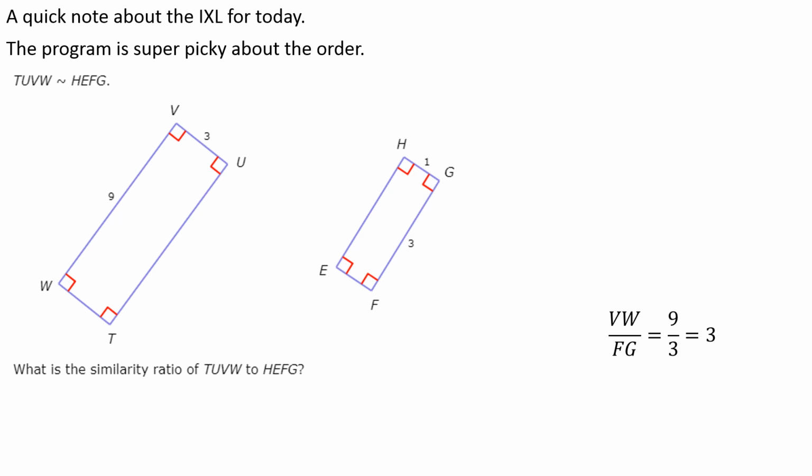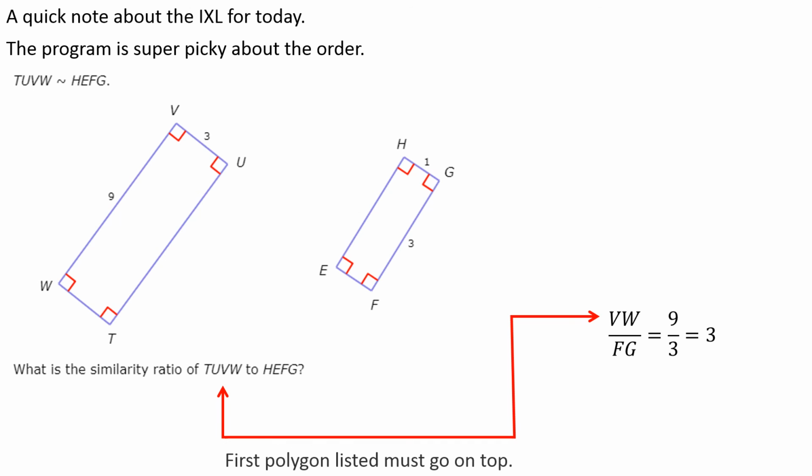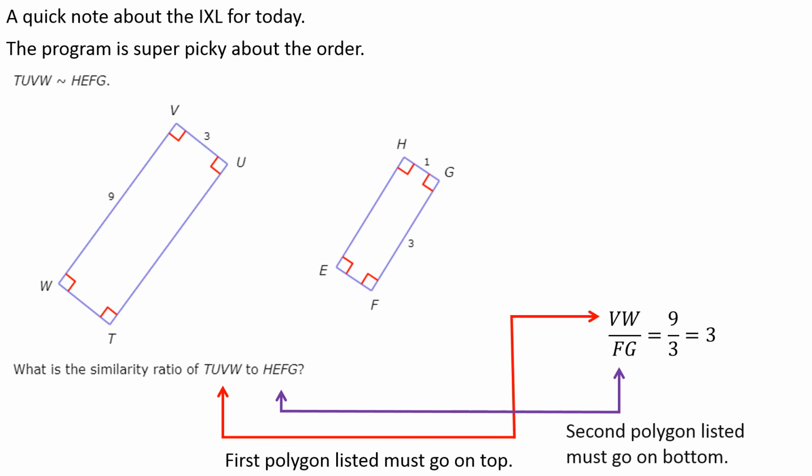So I've got 9 divided by 3 comes out as 3. The answers today might just be a plain old number like 3, or you might end up with a fraction like 2/7 or 5/4. Right? First polygon has to go on top. Second polygon has to go on the bottom. Otherwise, you're going to get a lot of incorrect answers and you'll get frustrated.